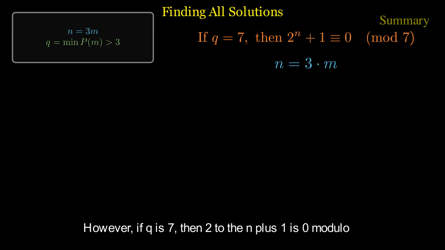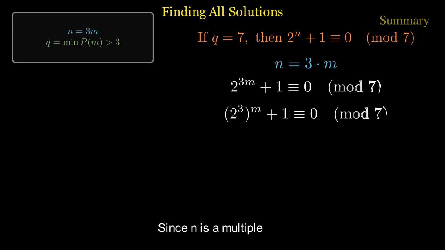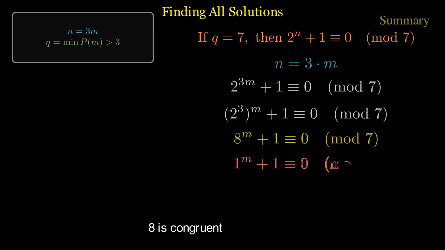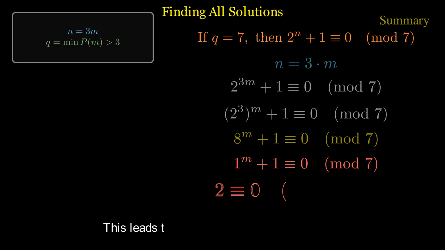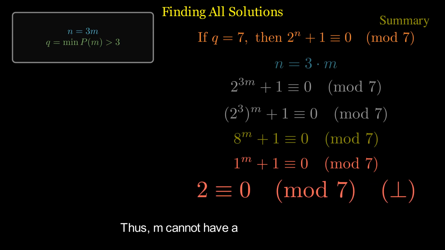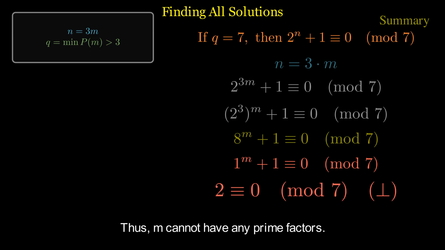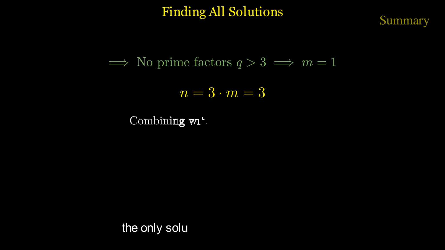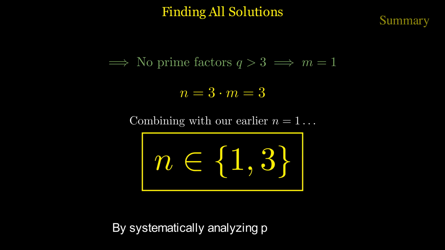However, if q is 7, then 2 to the n plus 1 is 0 modulo 7. Since n is a multiple of 3, 2 to the n is 8 to the m. 8 is congruent to 1 modulo 7. This leads to 2 congruent to 0, a contradiction. Thus, m cannot have any prime factors. Therefore, m must be 1, so n equals 3. Including our earlier finding, the only solutions are n equals 1 and 3. By systematically analyzing prime factors, we have completely solved the problem.